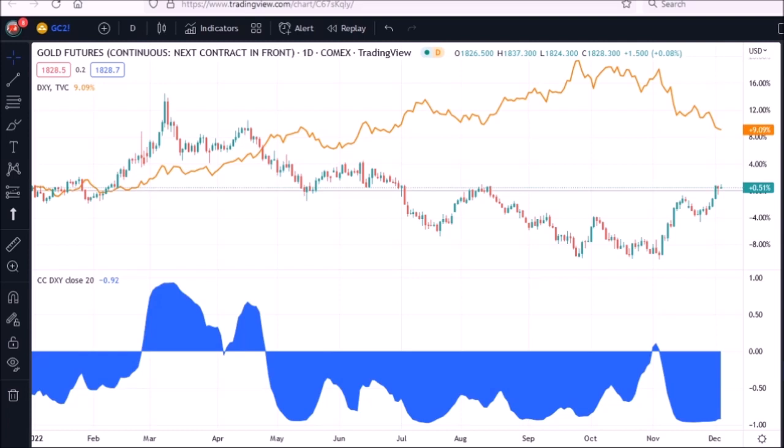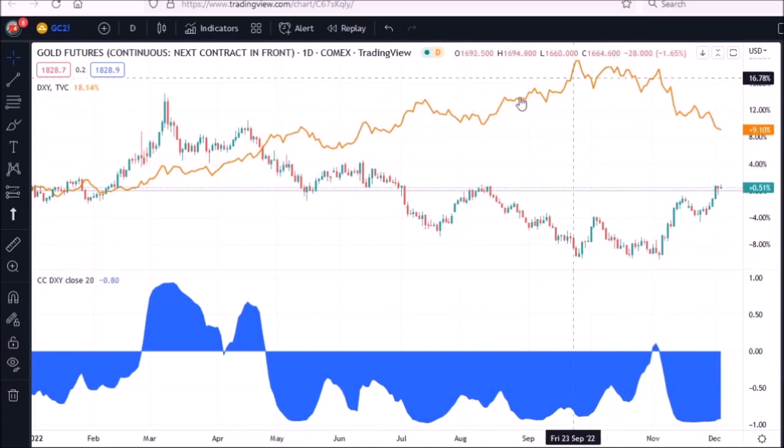Let's start with this chart of the correlation between gold price and the DXY index, the US dollar index. The blue area is the correlation. As you see, there is usually inverse or negative correlation, although sometimes you can observe positive correlation, as in March and April this year. Gold is in the candles on this chart, and the orange line is the US dollar.